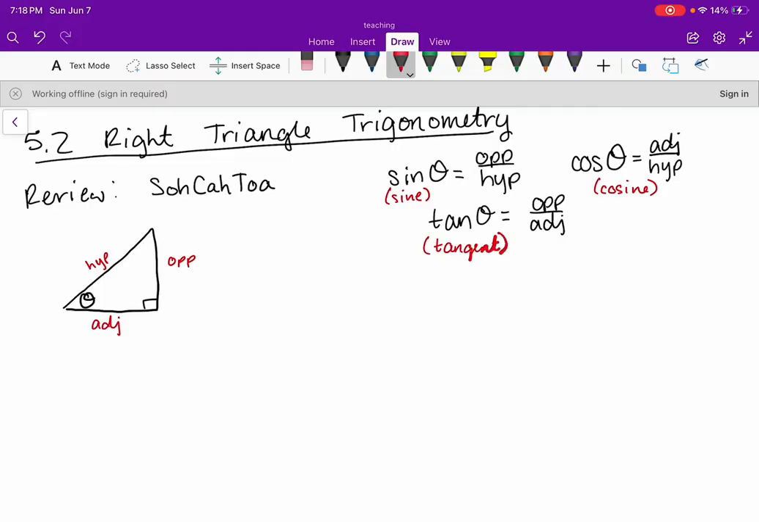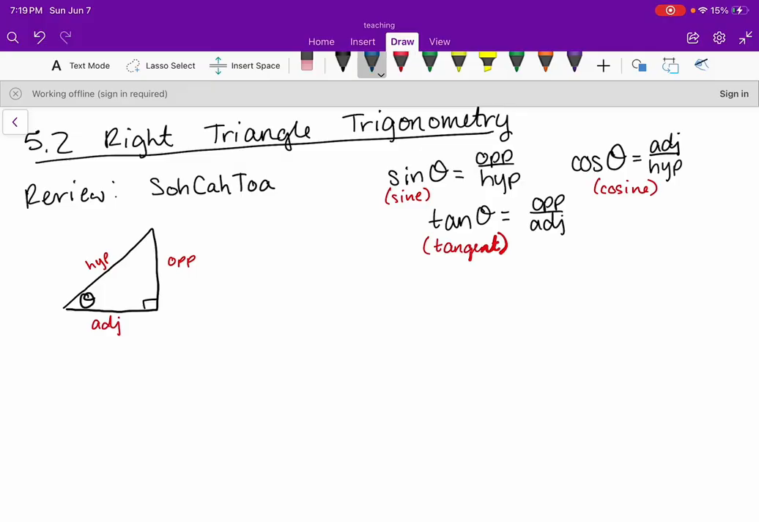Sine, cosine, and tangent represent a ratio of one of the sides of the triangle to another. So for instance, sine of an angle is the opposite side divided by the hypotenuse. Cosine of an angle is your adjacent side over the hypotenuse, and tangent of any angle is your opposite side over your adjacent side. The angle there is very, very important.